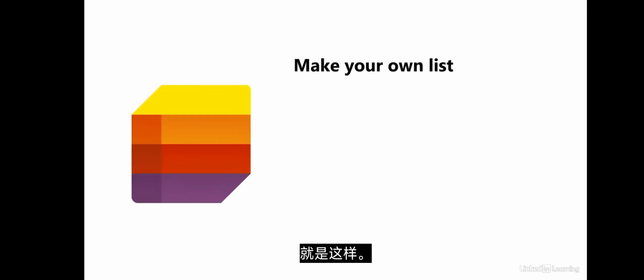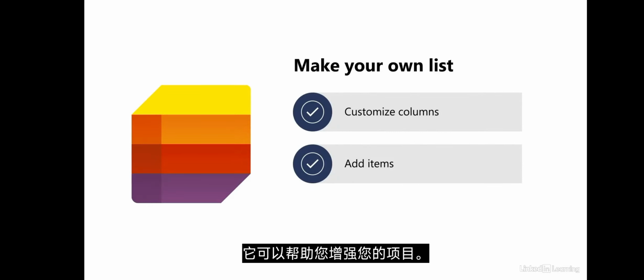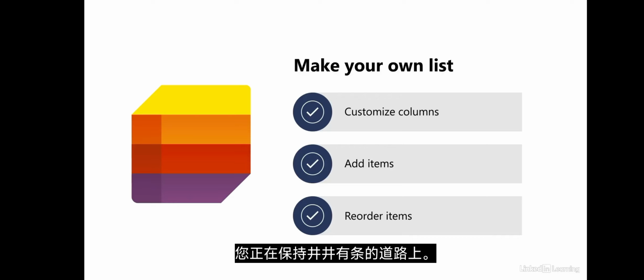And that's it. Try moving a project that you're currently tracking on paper into lists. It can help you supercharge your project. Think about an upcoming project deadline and try building it out in Microsoft Lists. You're on your way to staying organized.